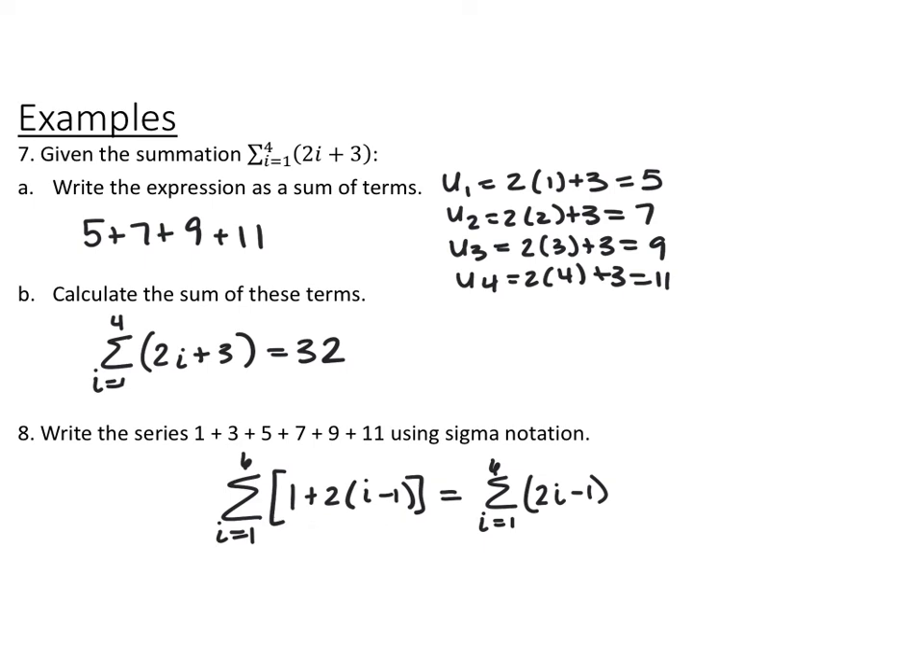And it doesn't matter what letter you use. They always use i, but as long as you're consistent, if you put an n here and this is an n, as long as whatever one you put inside here is the same as what you put in the sigma notation.